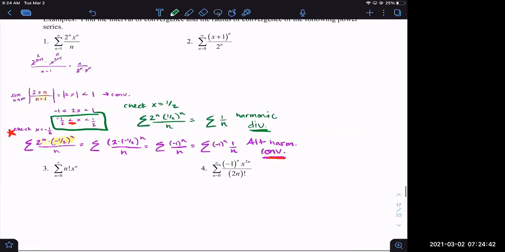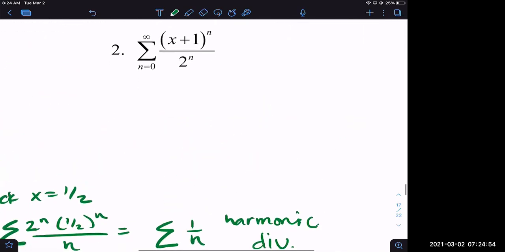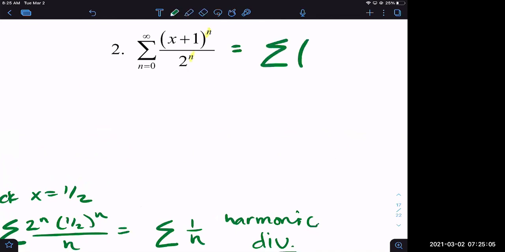Okay, so it's a lot of practice of the same stuff that we've done. Okay, let's look at 2. I'm going to do the shortcut on 2. I could do the ratio test, but I recognize that 2 is geometric. If you recognize that it's geometric, it's going to save you time. It's geometric because the numerator and the denominator are both raised to this n. So if we rewrite this, I can rewrite this as (x plus 1 over 2) to the n.